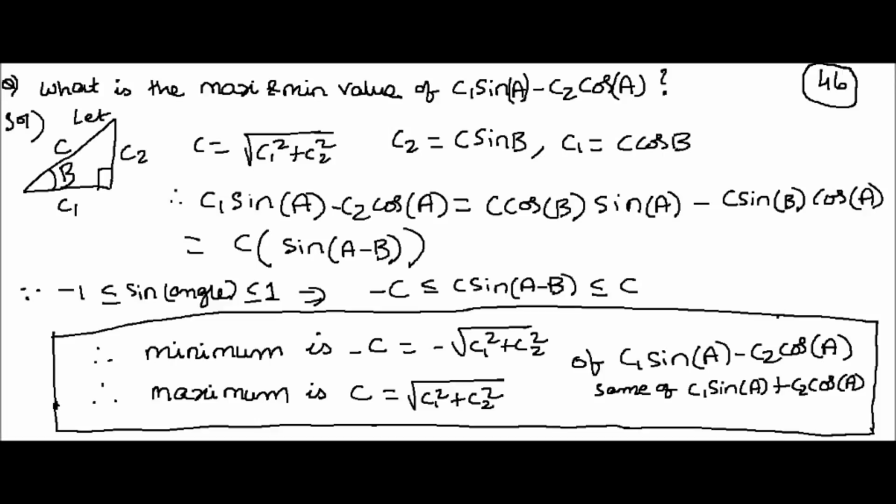The same thing holds true for C1 sin A plus C2 cos A: the same minimum and maximum. So for any combination of sine and cosine, C1 sin A plus C2 cos A or C1 sin A minus C2 cos A, we have the same minimum and maximum value.